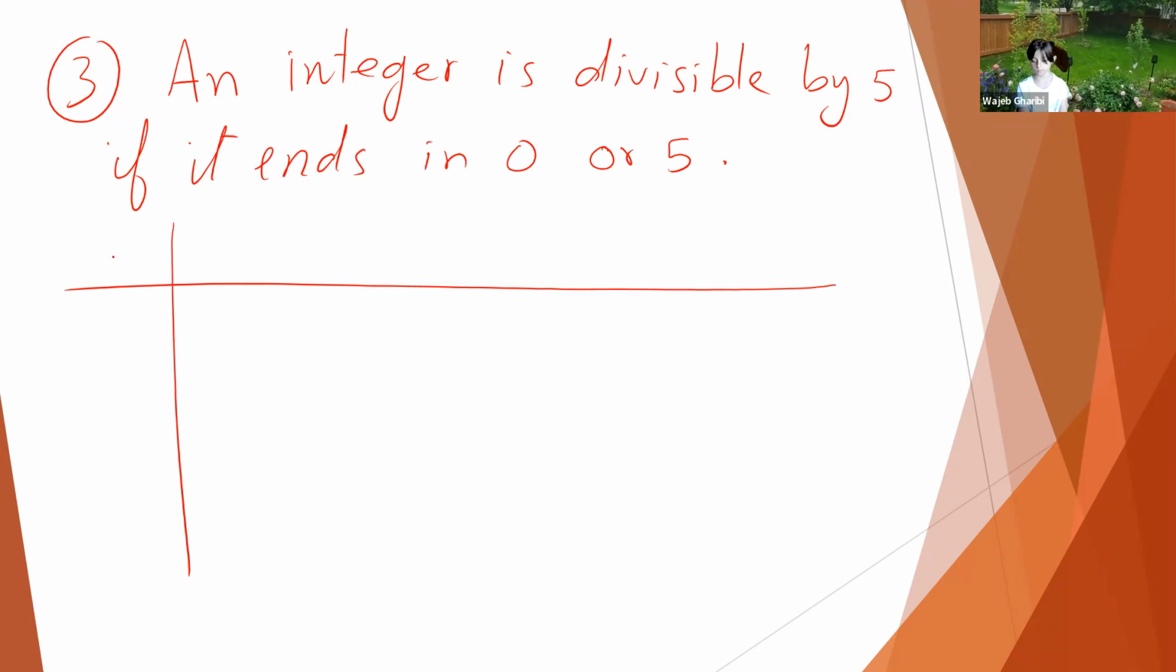For example, this is a number n. This is divisible by 3.